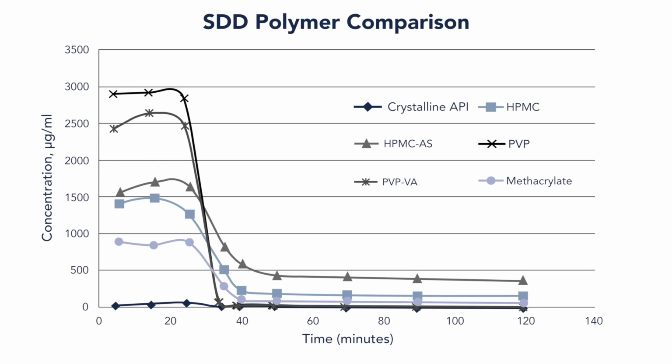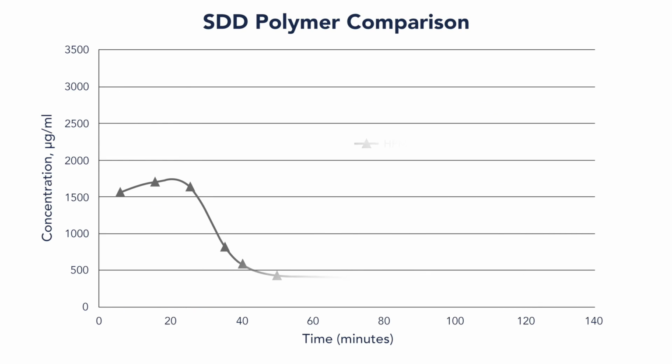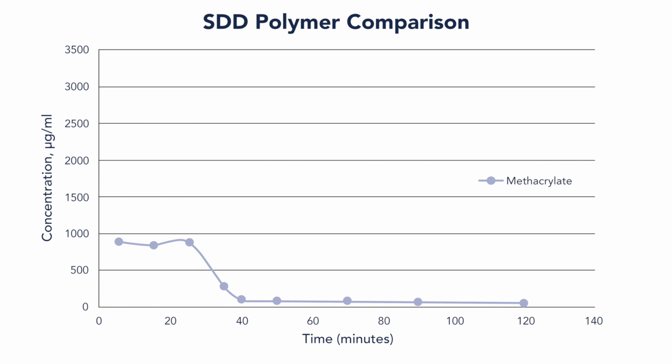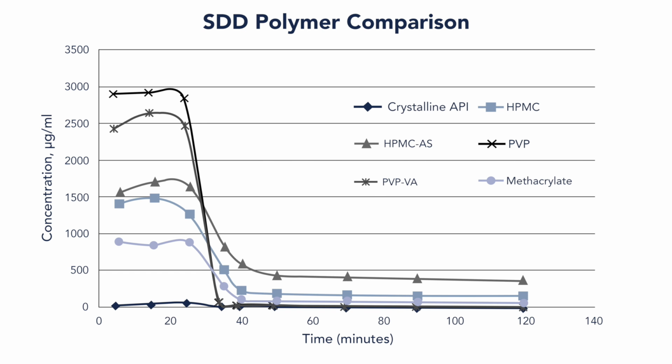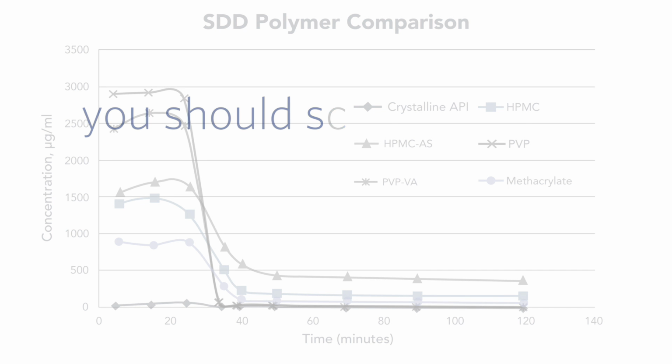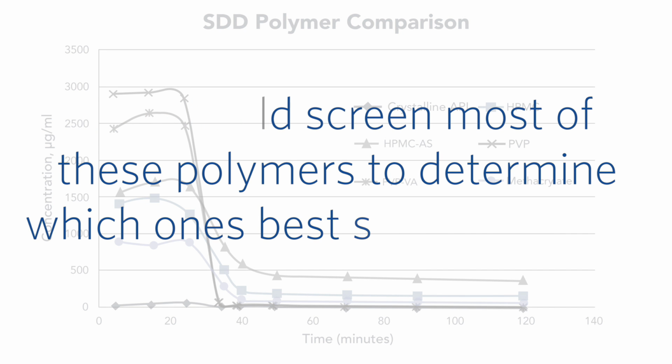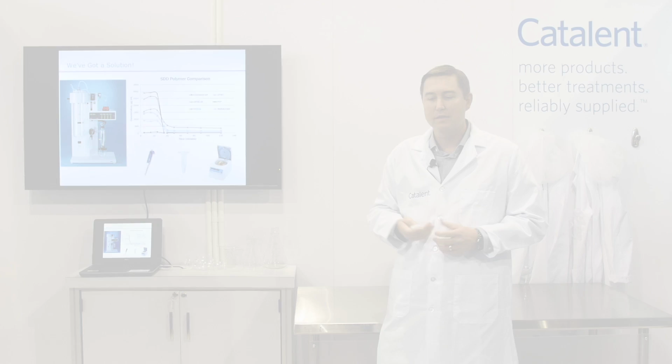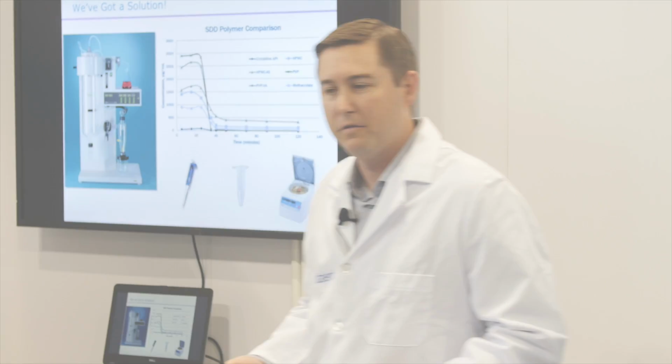In development, we've got a lot of polymers listed here: HPMCAS, PVPVA, PVP, methacrylate. These are common polymers used in spray drying. You'd want to screen most of them, and you can do some modeling up front to determine which ones might work best. When you get these sort of profiles in vitro, you would want to sit down and decide which ones you want to take in vivo for an assessment.